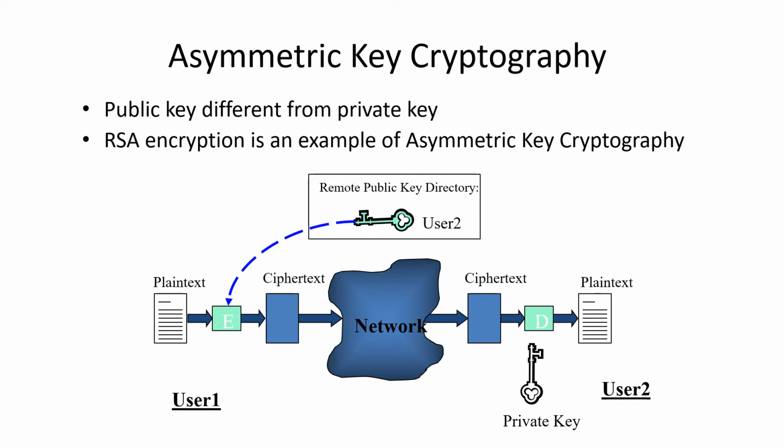So if you wanted to send me a message such that I'm the only one who could read it, then I make my public key available, I'm user 2, and then you take your plain text, encrypt it with my public key, send it across the network to me, and then I can decrypt it with the private key. And since hopefully I'm the only one with the private key, nobody else can read it. Others can send anything they want to because everyone can see my public key, but I'm the only one who can decrypt it. The RSA algorithm is one of the most popular asymmetric or public key algorithms.